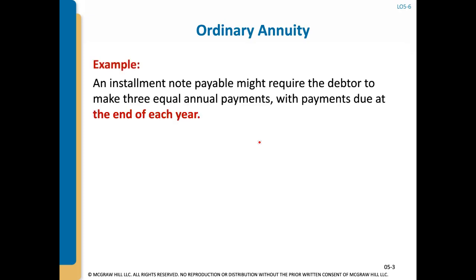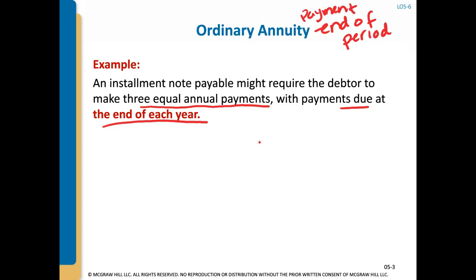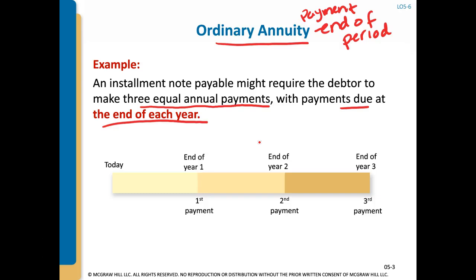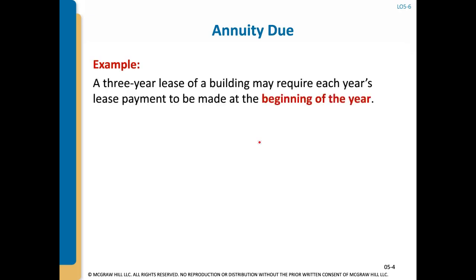Let's start with an example of an ordinary annuity. An installment note payable might require the debtor to make 3 equal annual payments, with payments due at the end of each year. So end of each year means it's an ordinary annuity. It's when you make the payment at the end of the period. So we know we're talking about an ordinary annuity. Let's do a little timeline here where we have today, and we make our first payment at the end of year 1, end of year 2, and end of year 3.